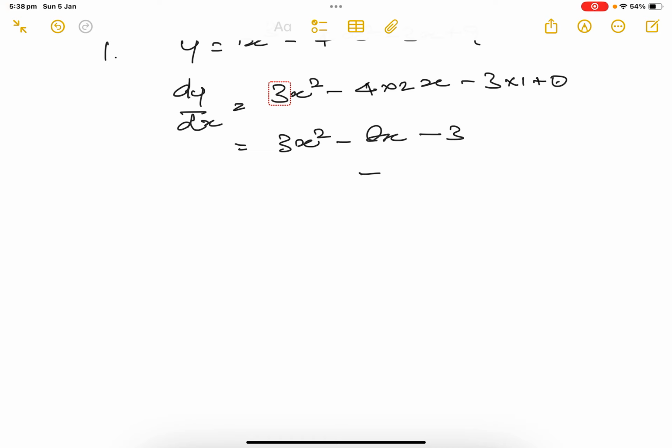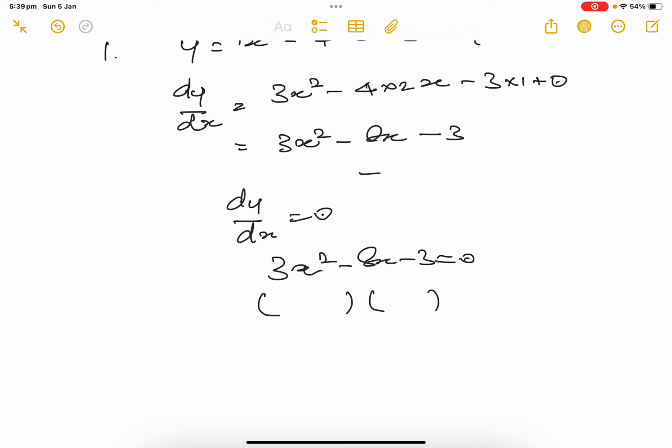In order to find the range of x values, let's find the critical values first. Easy to find. So at the critical value, dy over dx equals 0. In other words, 3x squared minus 8x minus 3 equals 0. To find the value of x, this is a quadratic equation, and therefore we factorize it.